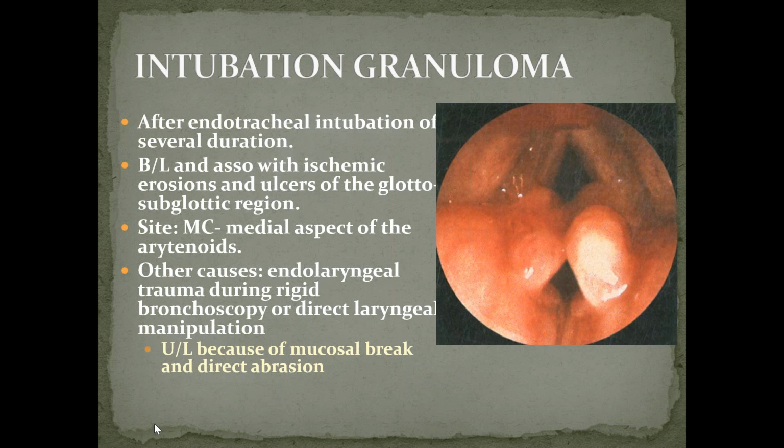So improper intubation, that means if you keep the tube for a longer duration or improperly use a larger size of endotracheal tube, there is damage to the vocal process of the arytenoid, and then you will get this kind of intubation granuloma. In the name itself, it is due to endotracheal intubation. It is bilateral and associated with ischemic erosions and ulcers of the glottis and subglottic region. The most common site is the medial aspect of the arytenoids. Other causes are endolaryngeal trauma during rigid bronchoscopy and also direct laryngeal manipulation.